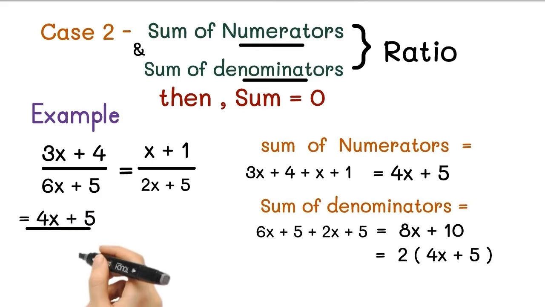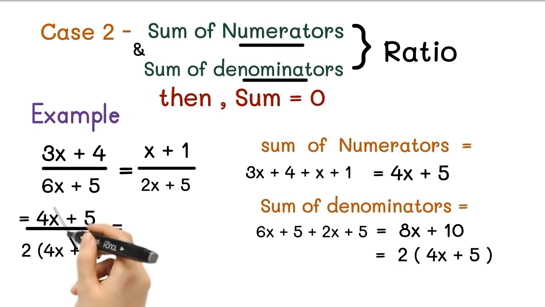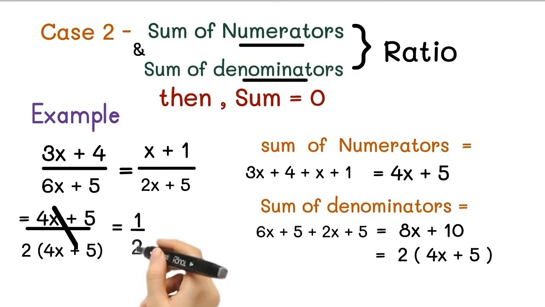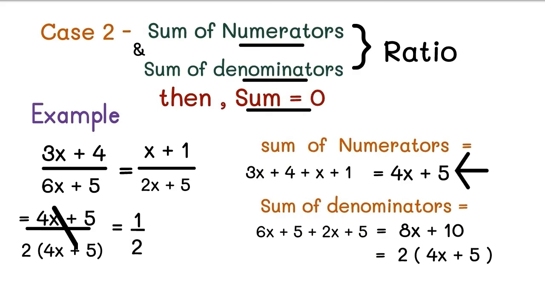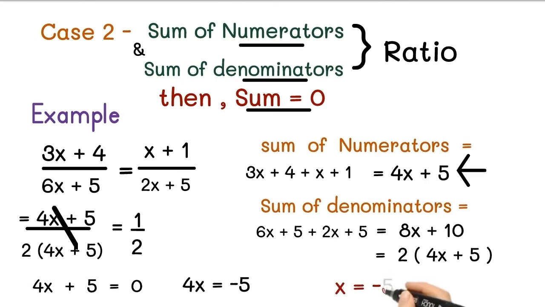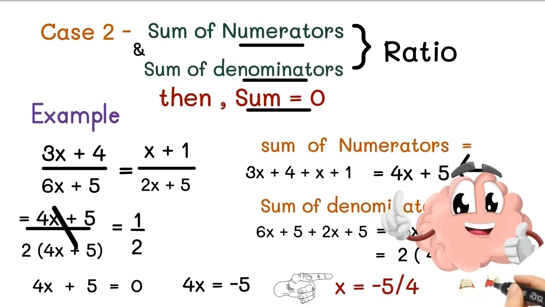If we have taken ratio of sum of numerators to the sum of denominators, then we'll get they are in a ratio. So the ratio is 1:2. Now we'll equate the sum to 0. Sum is 4x plus 5, so let us equate it with 0. 4x plus 5 equals 0, which is 4x equals minus 5 and x is equal to minus 5 upon 4. And this is the solution and the value of the variable x. So in this way, by using this sutra, we have solved this equation.